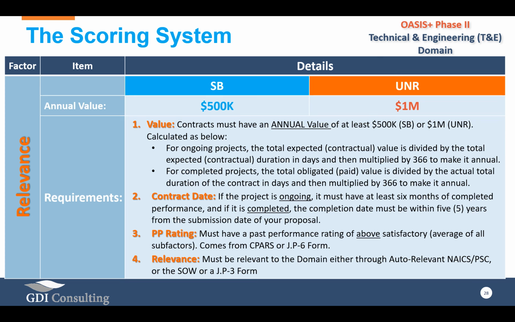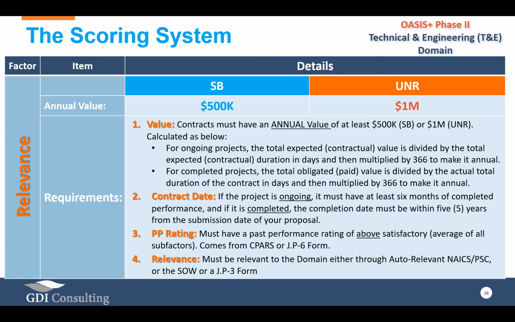The third requirement is past performance rating. For each contract that you bring to the table, the average CPARS rating must be above satisfactory, and I'm going to explain later on how you calculate that. Not satisfactory, above satisfactory. If you don't have CPARS, then there's a form JP6. You can use that. For example, if you have a subcontract, or a commercial contract, or a prime contract but it just doesn't have a CPARS, you use that.